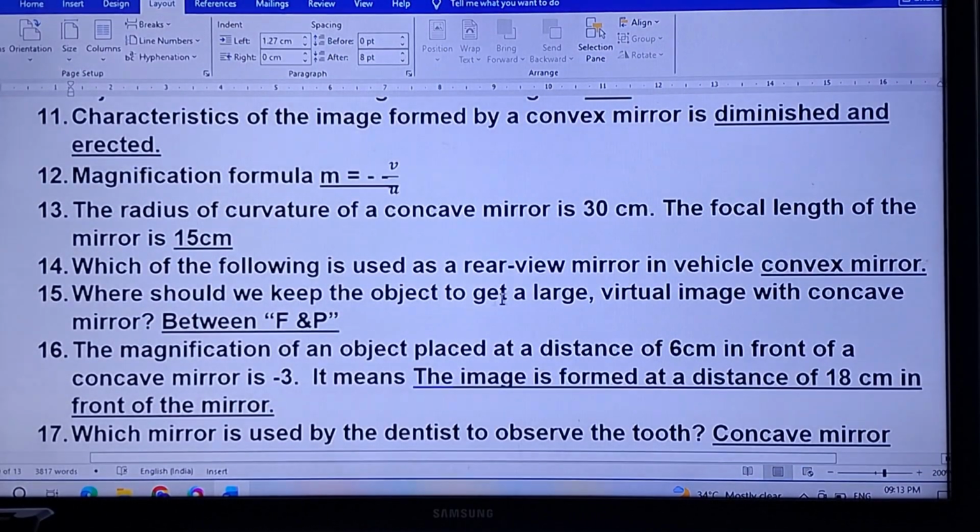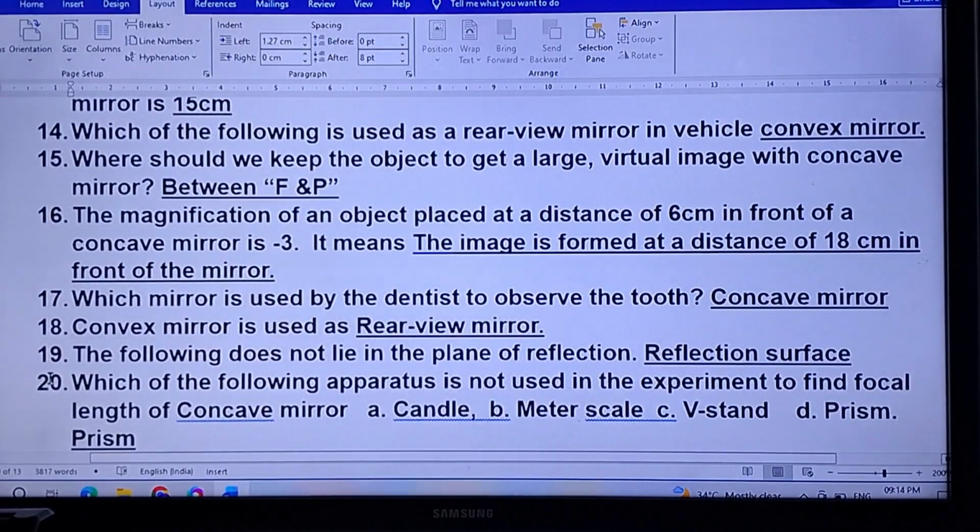The radius of curvature of a concave mirror is 30 centimeters. Definitely the focal length is half of the radius, 30 by 2, that is 15 centimeters. Which of the following is used as a rear view mirror in vehicles? Convex mirror. Where should we keep the object to get a large virtual image with a concave mirror? It should be placed between F and P.